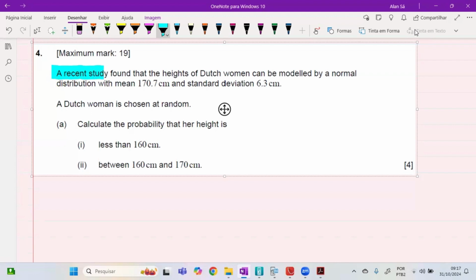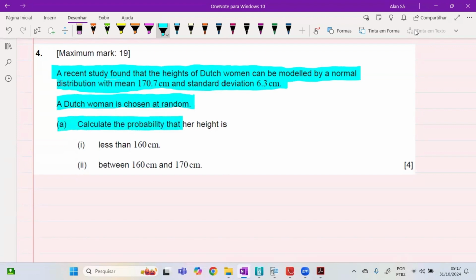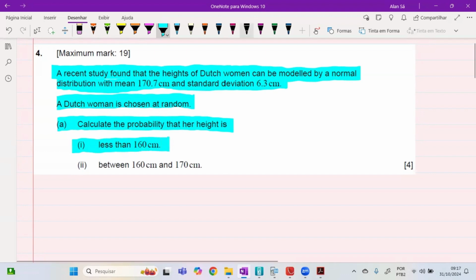A recent study found that the heights of Dutch women can be modeled by a normal distribution with mean 170.7 centimeters and standard deviation 6.3 centimeters. A Dutch woman is chosen at random. Calculate the probability that her height is less than 160.